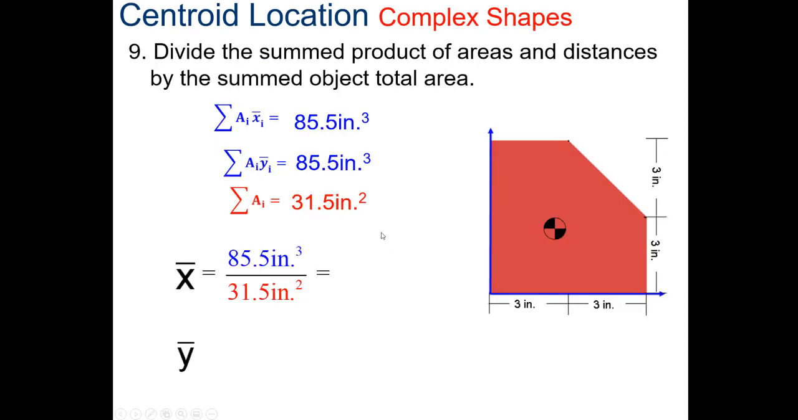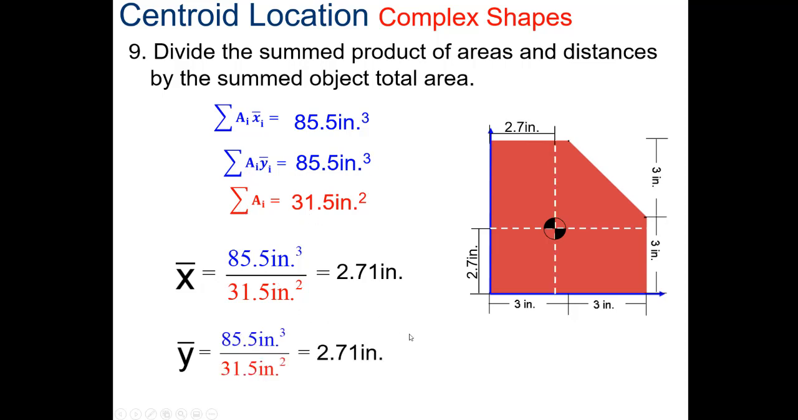Now let's go back and look at our formulas. It's the sum of ai, xi divided by the sum of the area, and that'll give us our new x coordinate. For y, it's the sum of ai, yi divided by the sum of the area. So in this case, amazingly, they're the same. So I go over 2.7, right? Just short of 3. So over 2.7 and up 2.7, and I get the centroid location of this shape.